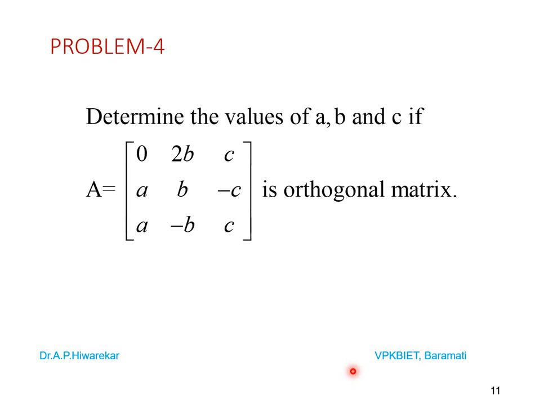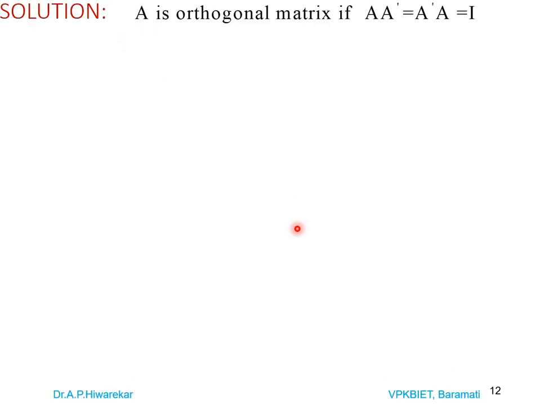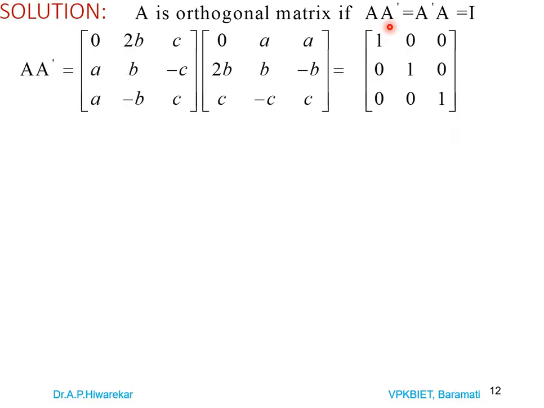With this problem number 4, determine values of a, b and c if matrix A, with rows 0, 2b, c; a, b, minus c; a, minus b, c, is an orthogonal matrix. In a similar way to the last example, as we know, A is orthogonal, so A into A transpose is I.